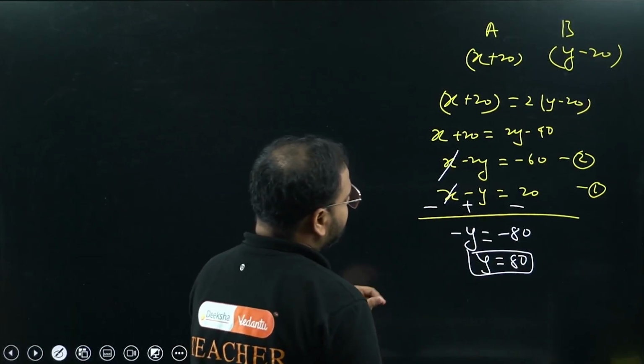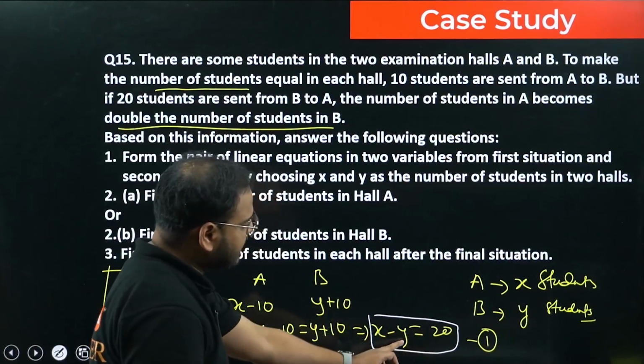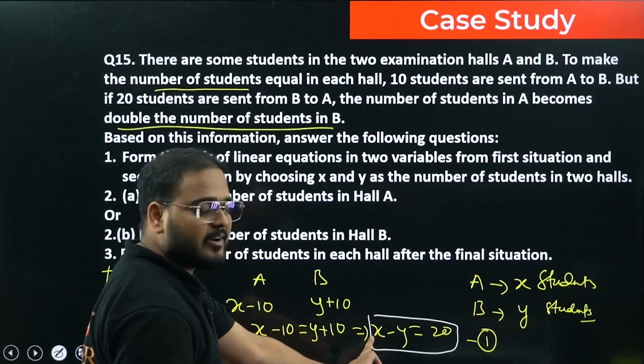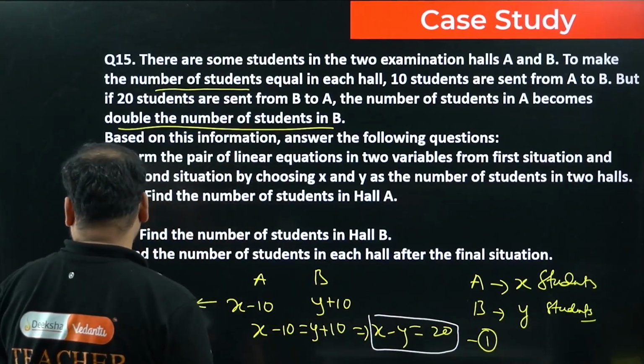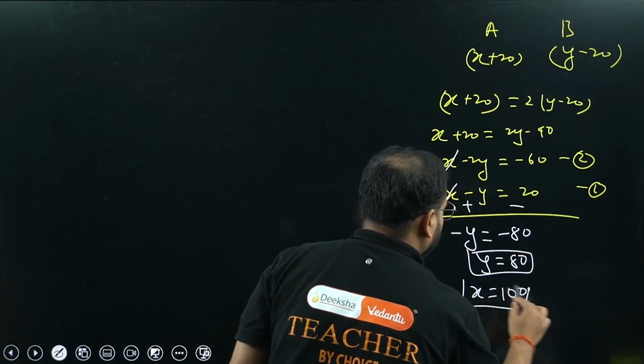Okay. Now if I get Y as 80, please check. X minus Y is 20. It means if Y is 80, X has to be 100, because 100 minus 80 is what? 20. So what is the X value? X value is 100. Okay, chaliye.